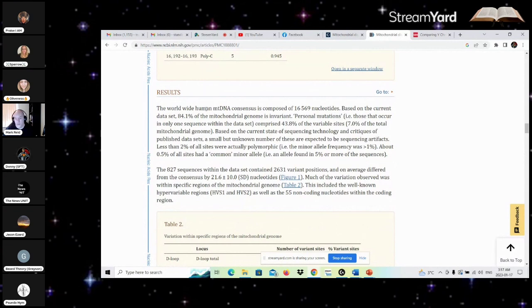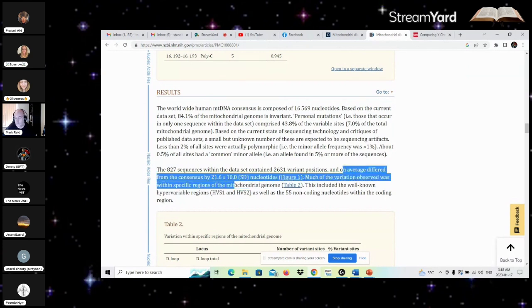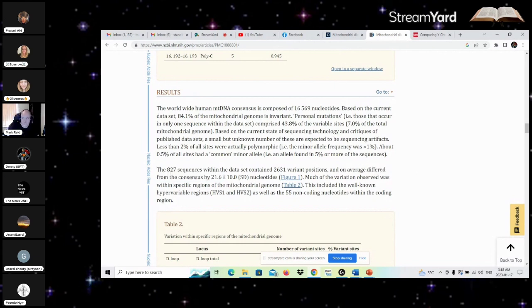Okay, so notice this. The worldwide human mtDNA consensus is composed of... the mitochondrial DNA is a very small DNA compartment. It comprises about 16,000 letters. Okay, so what they did, and the easiest way to explain it, is where they talk about how, on average, samples differed from the consensus by about 21. I would say between 21 and 25 if we were to go to the most up-to-date data.